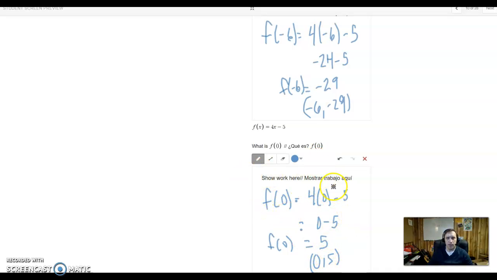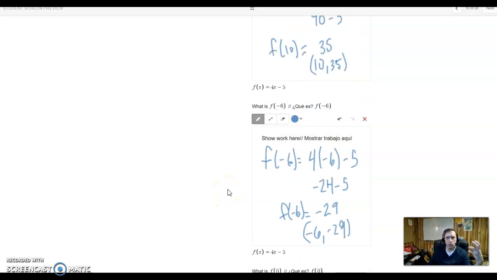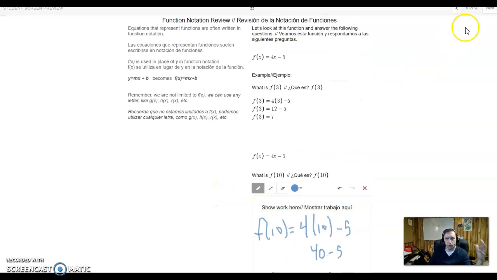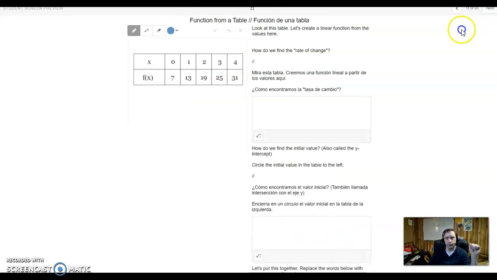Now, when we have 0 for our input value, remember, what do we call this? Well, that's our y-intercept. We also call it our initial value, right? The value that we start with. That plays an important role in writing these equations, all right? So walk through that, rewind it, check it. You need to be able to do this.